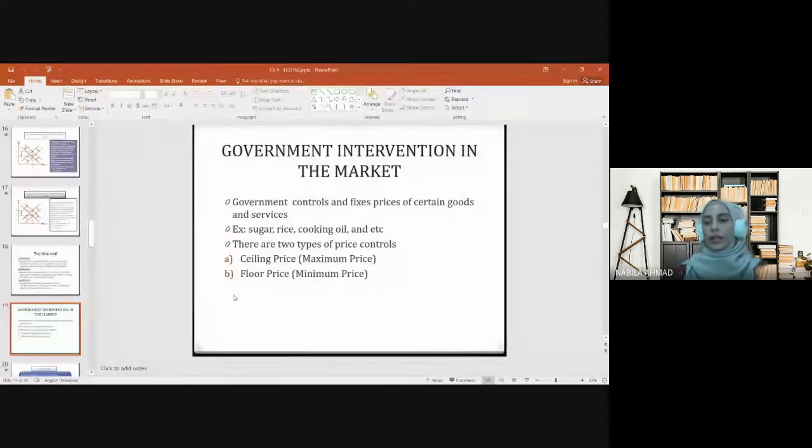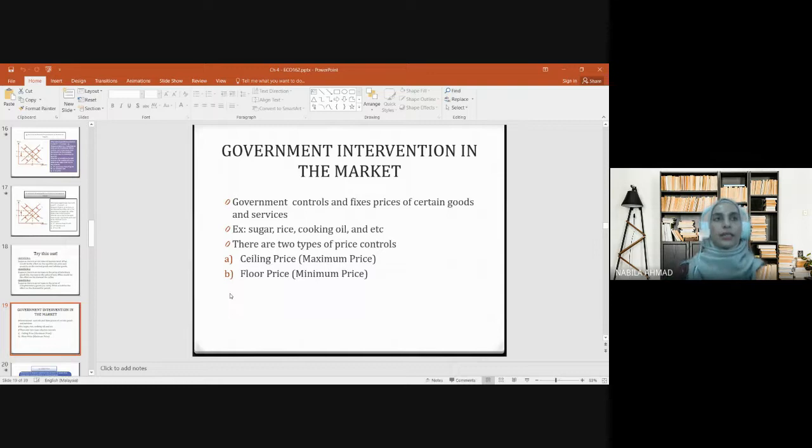Okay. So now kita nak continue dengan government intervention. Equilibrium price and quantity itu biasanya berlaku secara natural. Yeah, berlaku secara natural sebab pasaran. Pasaran ni memang demand and supply tu turun naik tu biasa. Harga naik turun tu perkara biasalah.